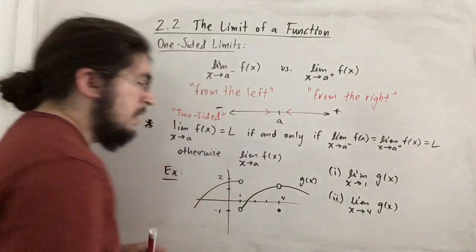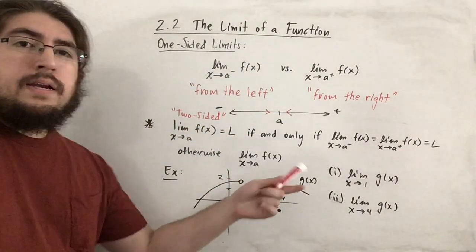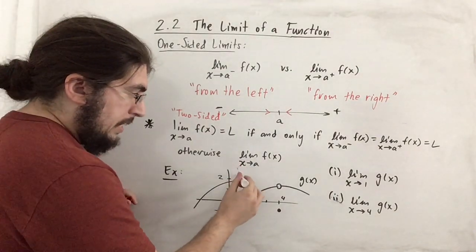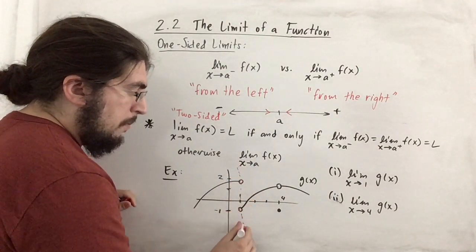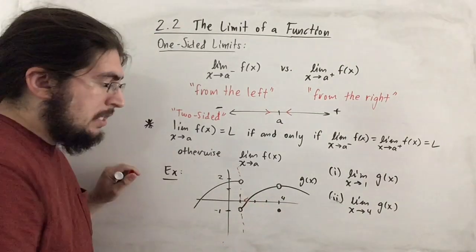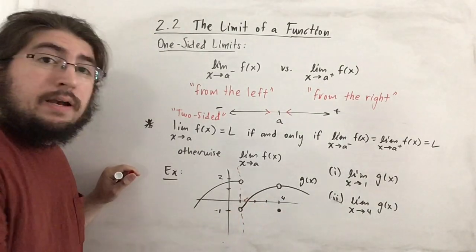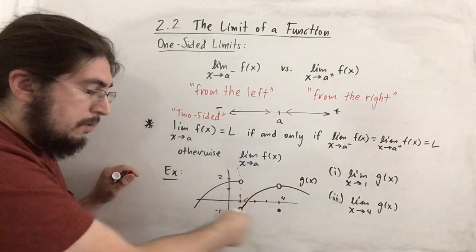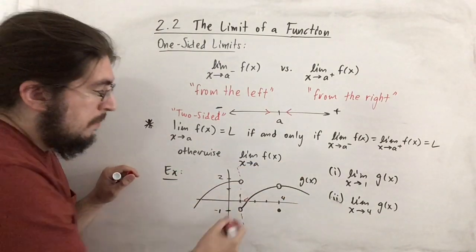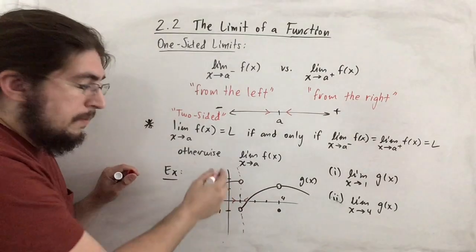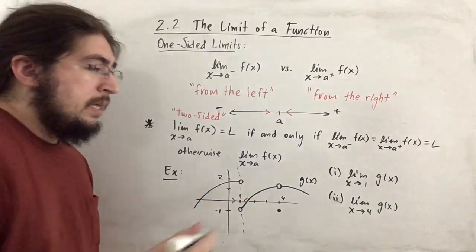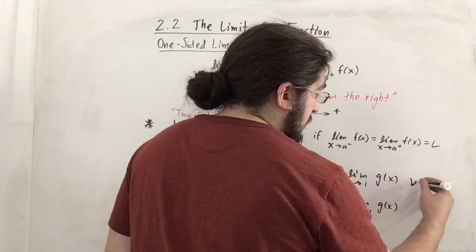Okay, let's see what we get. So for 1 is bad news, because notice, if you look at the vertical line that has x equals 1, approaching from the right, we get -1. As x approaches numbers from the right, the y value g of x approaches -1. But from the left, we actually approach +2. And since 2 is not equal to -1, then this limit actually does not exist.